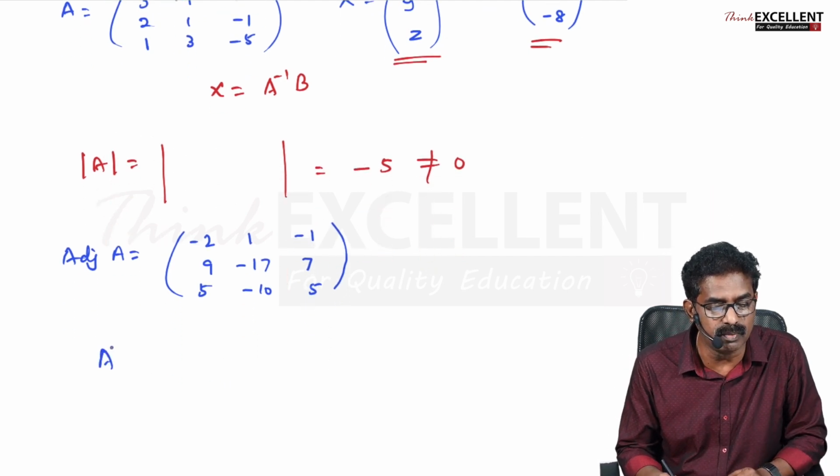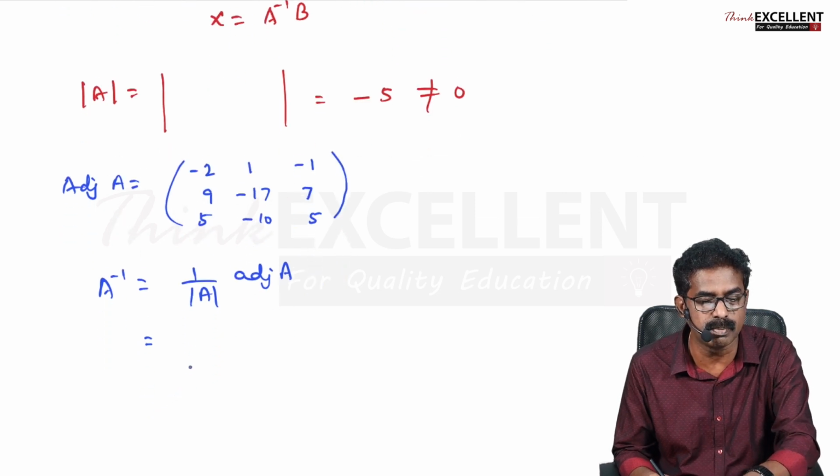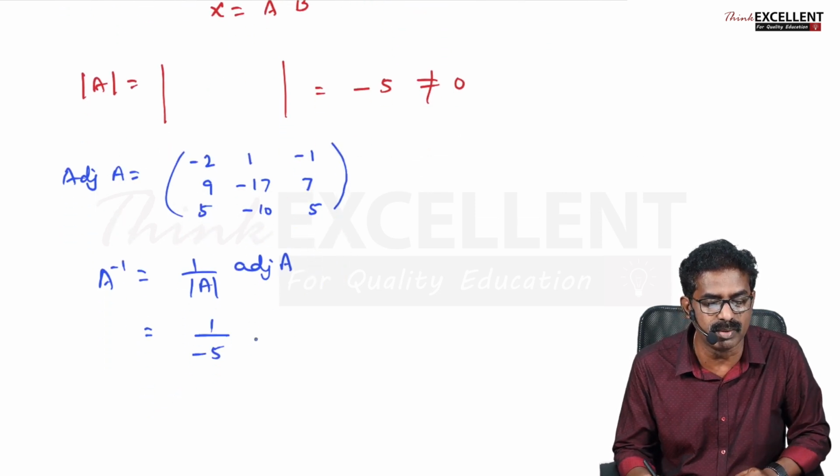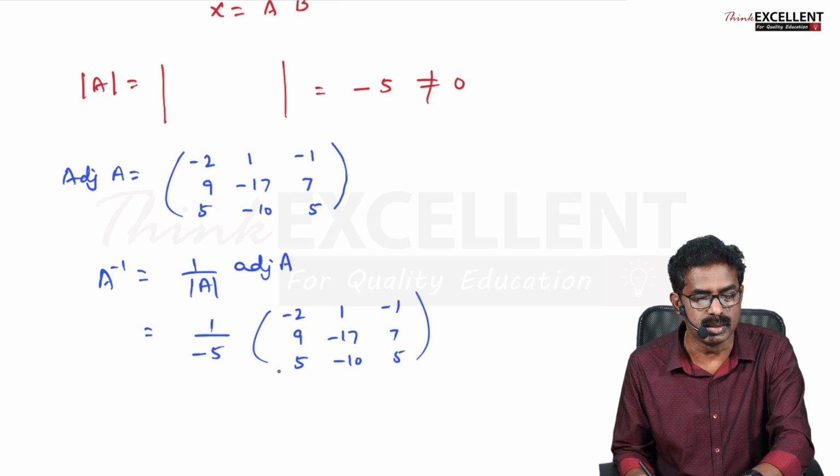Now we write A inverse. A inverse is equal to 1 by determinant A into adjoint A. So 1 by determinant A is 1 by minus 5, into adjoint A. What is that? Minus 2, 1, minus 1, 9, minus 17, 7, 5, minus 10, 5. So this is A inverse.